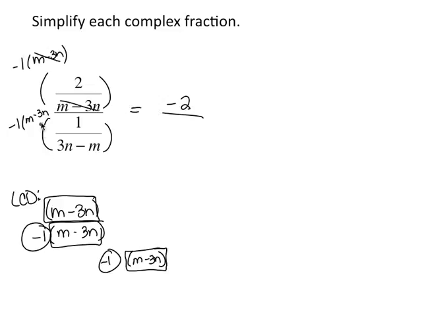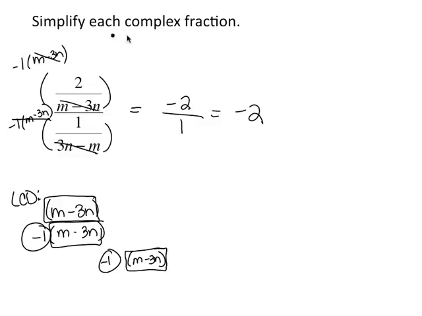And then at the bottom, when I multiply the LCD times the denominator, the whole thing is going to cancel, because if you notice, the LCD for the bottom one is negative 1 times m minus 3n. So I'm just left with the 1 at the bottom. So my answer then is a negative 2.